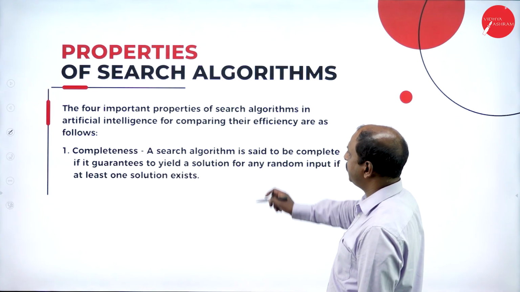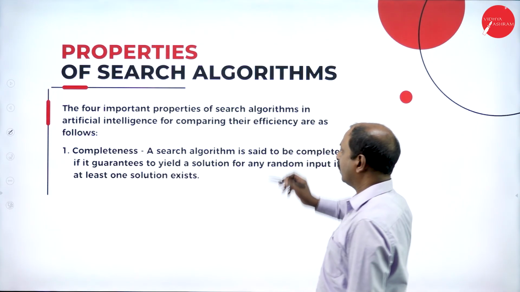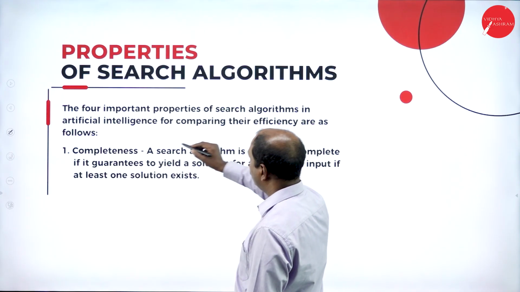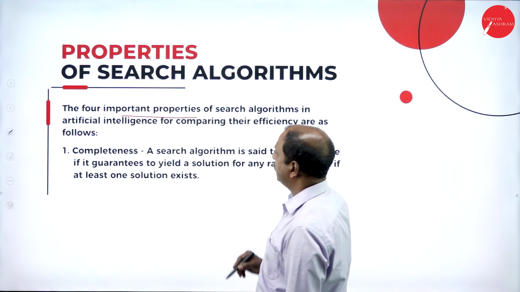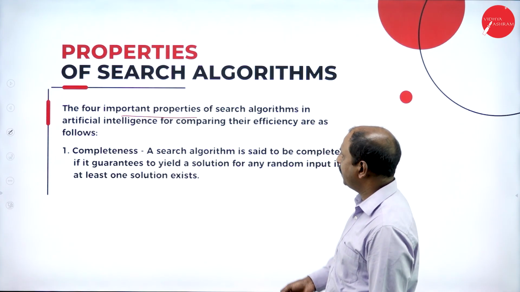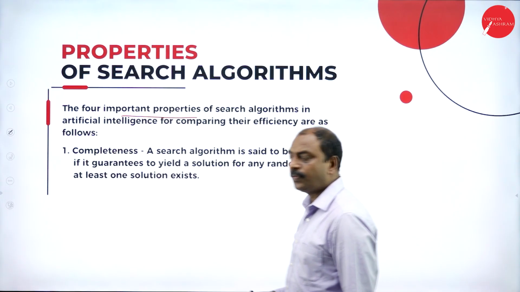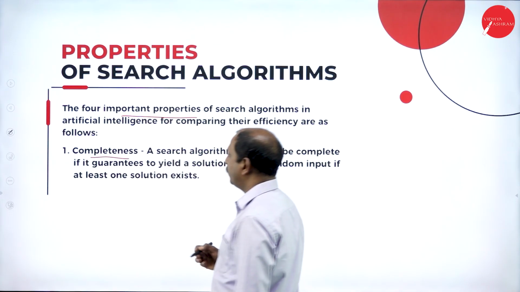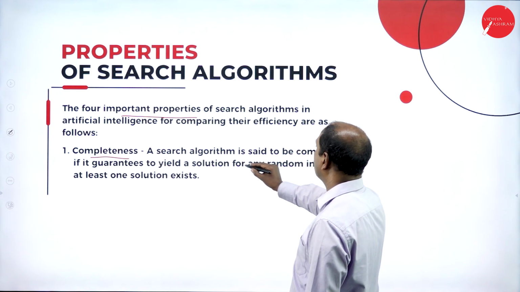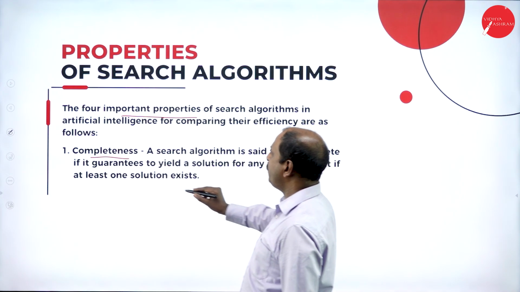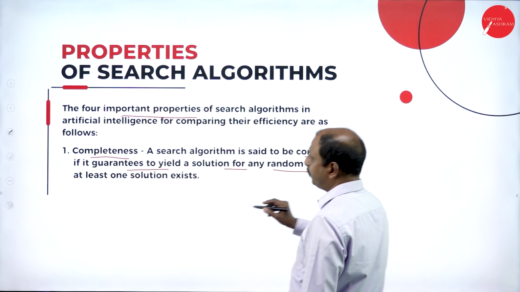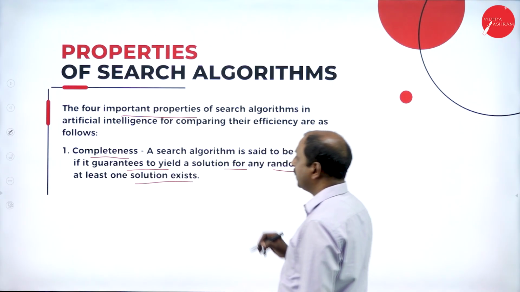In the next slide, we will see the properties of search algorithms. In other words, what are the four important properties, nothing but the components or the factors or criteria we use in search algorithms. So the first one is completeness. What is completeness? A search algorithm is said to be complete if it guarantees to yield a solution for any random input, if at least one solution exists.